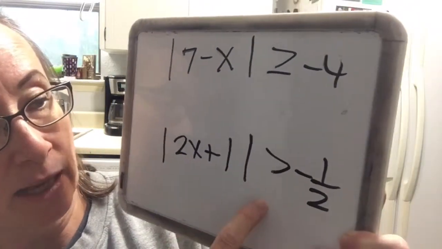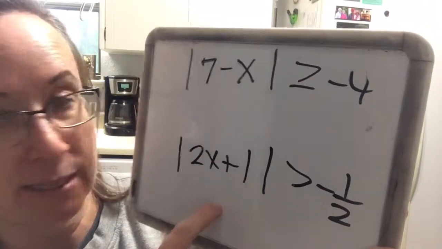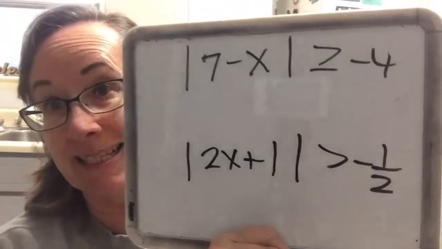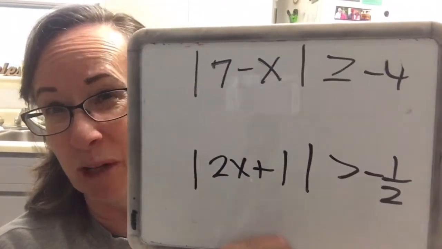This one is also greater than a negative. And since it's greater than a negative, it's going to be all real number solutions because all absolute values will be 0 or positive. And so we don't even have to do any work with those. It's just an interpretation. And we are done with 3.5.